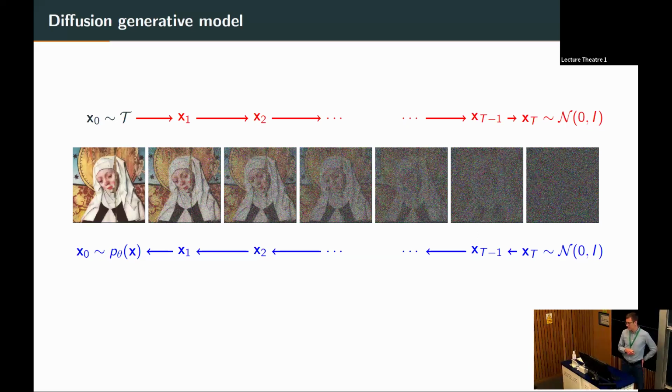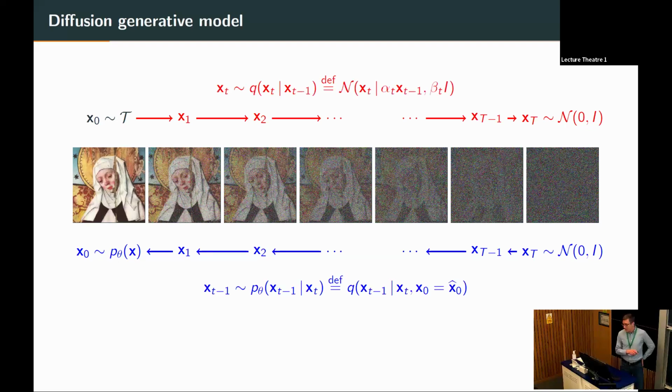So this stochastic process is constructed in such a way that it has this standard Gaussian as a stationary or limiting distribution. And then the generative model is trying to reverse the stochastic process. So we start by simulating some standard normal, and then we propagate this backward in time using some other stochastic process. And then at time 0, we obtain a sample from our p theta.